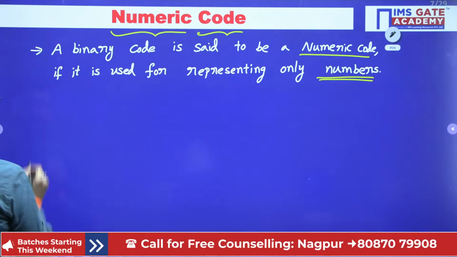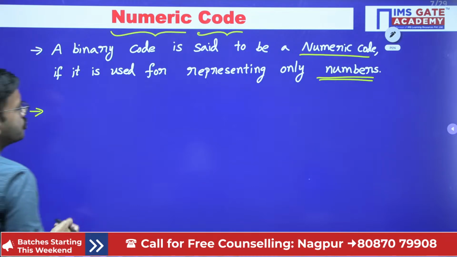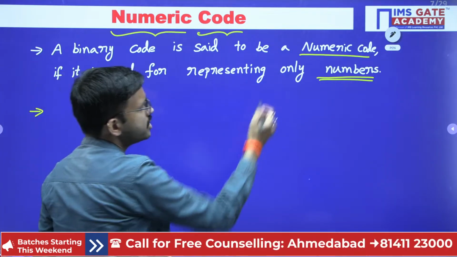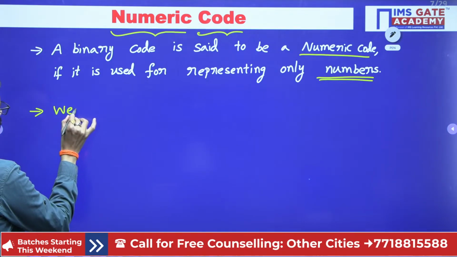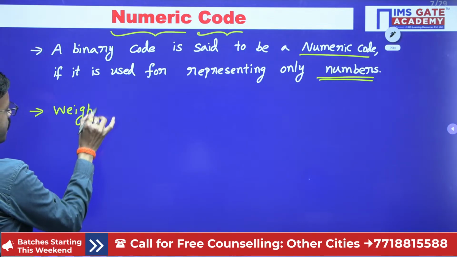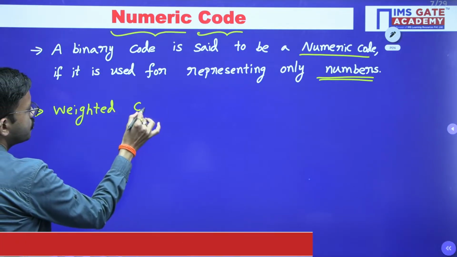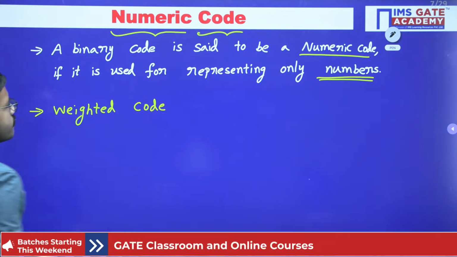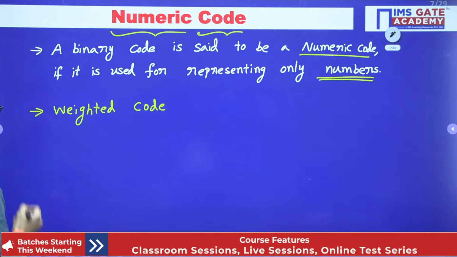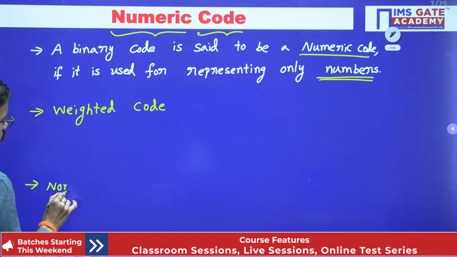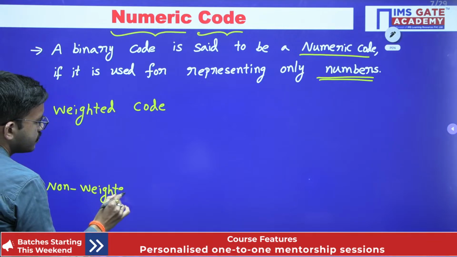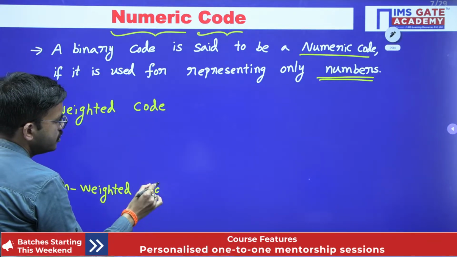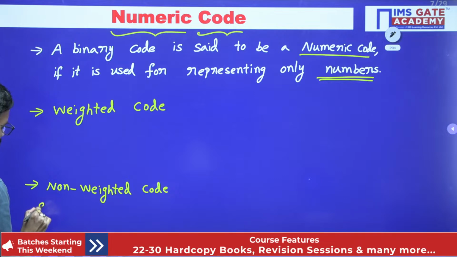Now we can classify the numeric codes into two types. The first one is weighted code and the next one is non-weighted code or unweighted code.